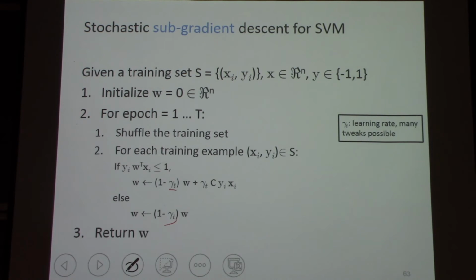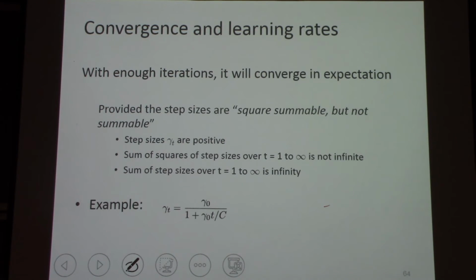Those of you who may have at some point seen liblinear, the C here is the same as the C parameter in the liblinear command line. So this is a good recipe for the learning rate. It's just one of many good ways of picking learning rate.